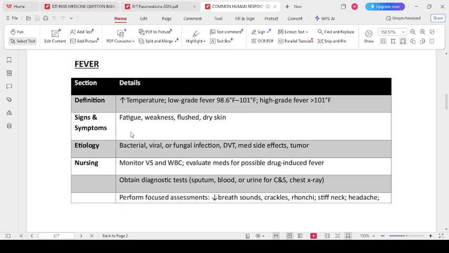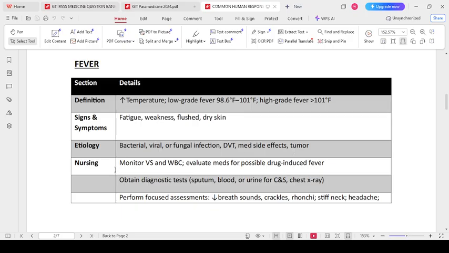What are the signs and symptoms? Fatigue, weakness, flushed and dry skin. What is the etiology? Etiology can be bacterial, viral, or fungal infections. It can be due to DVT or medicine side effects, or it can be due to a tumor, which is the chronic fever.